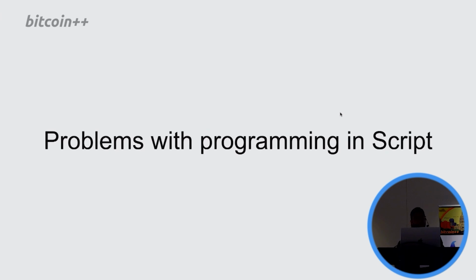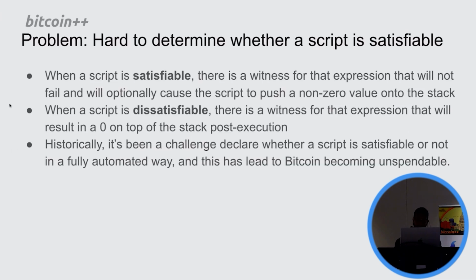So there's problems with programming in script. I won't go over all the problems, but I can go over some of them. One of the problems is it's hard to determine whether a script is satisfiable. If you just had a regular script with opcodes flowing around, just like I showed you before, try and reason about that. When a script is satisfiable, again, these are kind of my definitions. If you ever look at the official Miniscript page specification, the word satisfiable is never defined. It's just kind of used, but this is my definition.